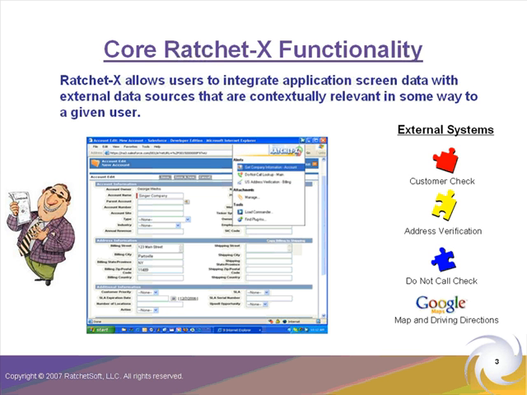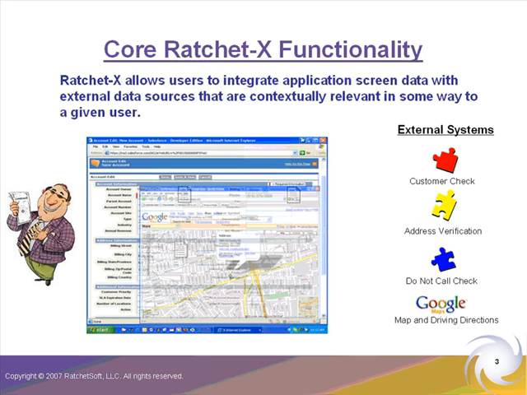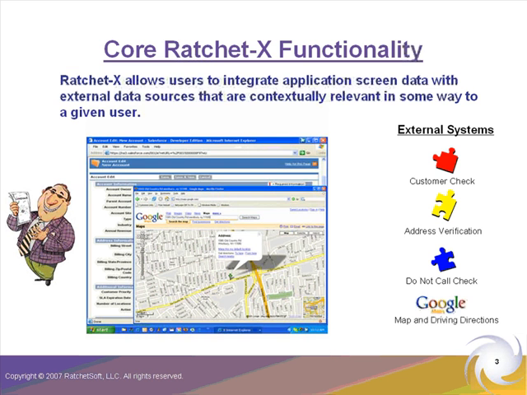So as a sales rep, when I enter the prospect's contact information, I should also be able to: 1. Check our accounting system to see if the prospect has been a customer in the past. 2. Validate the prospect's company name and address. 3. Check to see if the phone number is on a do not call list. And finally, 4. Pull a map and driving directions to the prospect's location. In this example, the screen data is contact information and the context is me, the sales rep, adding a new record to my CRM system.